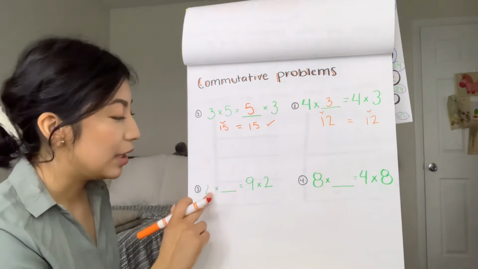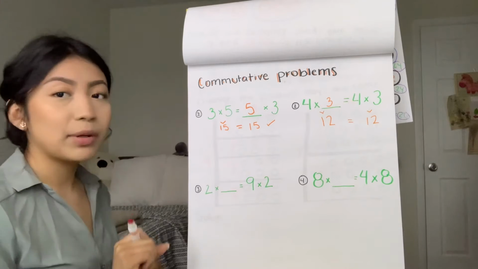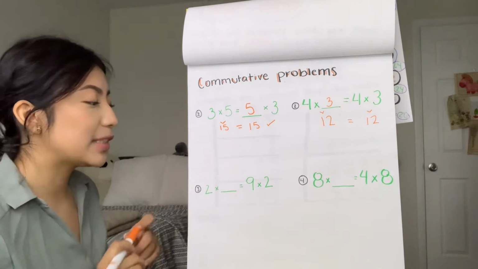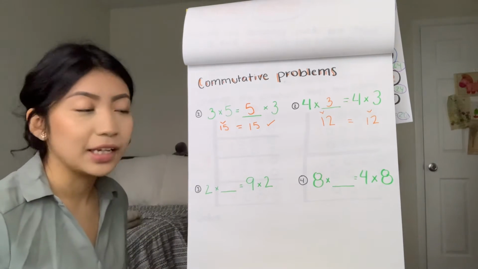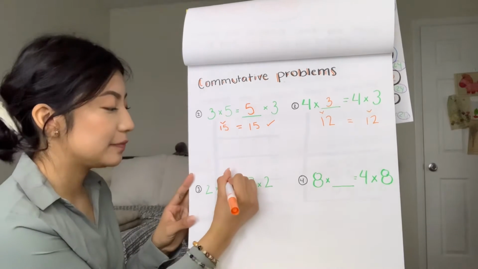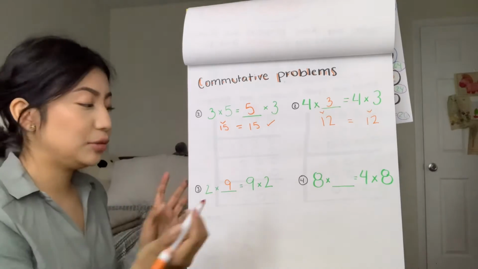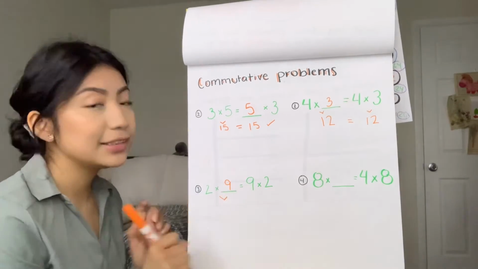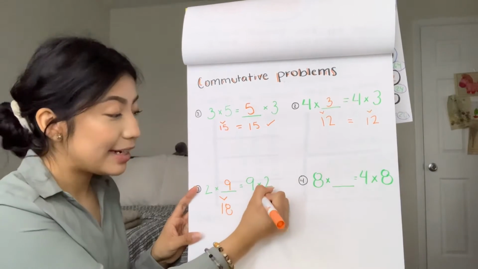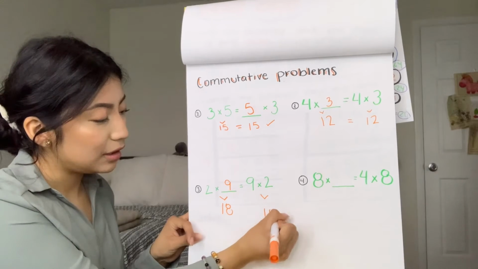All right, so 2 times blank equals 9 times 2. So what are we gonna do here? Yes, we're gonna look for what number is missing from that equation that isn't on this side. And what number would that be? Yeah, our 9. All right, so we're gonna do our 2 times 9, which is 18. And 9 times 2, 18. Awesome.